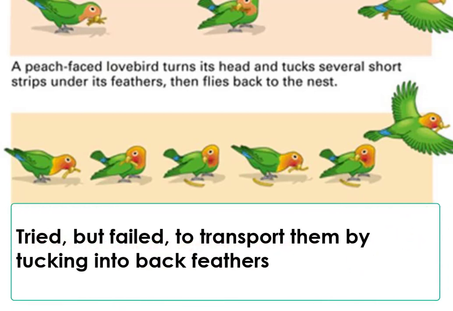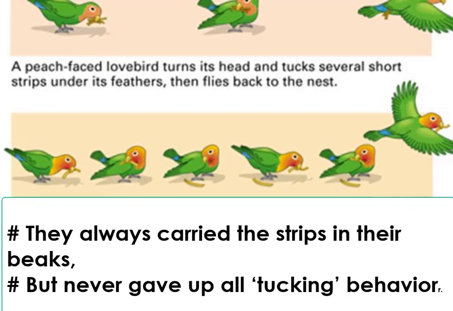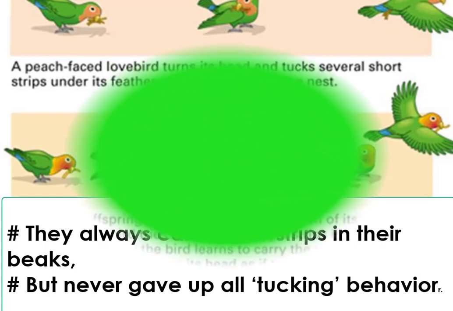They tried but failed to transport strip materials by tucking into the back feathers like peach-faced lovebirds, but lastly learned to carry the strips in their beaks as Fischer's lovebirds. In subsequent seasons, they always carried the strips in their beaks like Fischer's lovebird but never gave up all tucking behaviors they received from peach-faced lovebirds.